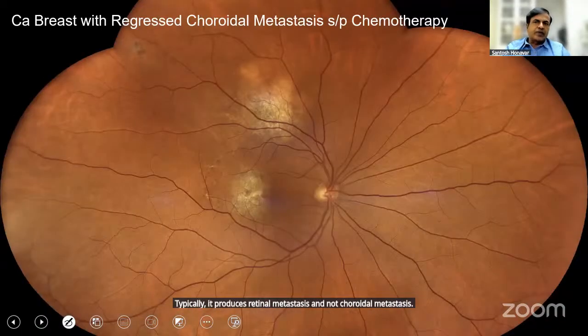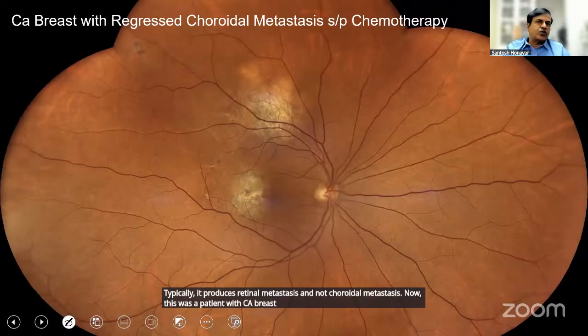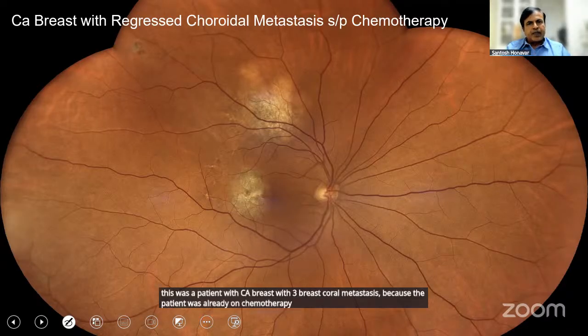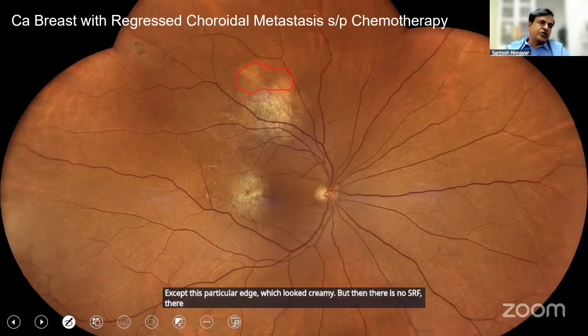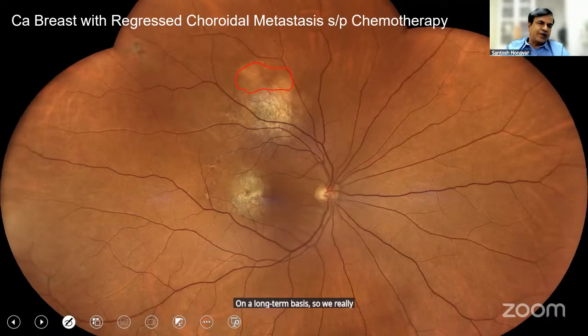Now, this was a patient with CA breast with regressed choroidal metastasis because the patient was already on chemotherapy, except this particular edge which looked creamy. But then there is no SRF, there are no visual symptoms. The patient is already on targeted therapy on a long term basis, so we really don't have to treat it. So, this patient needs to be simply observed because there is nothing that we need to treat.